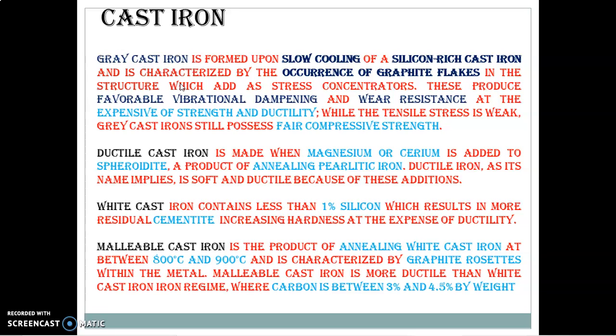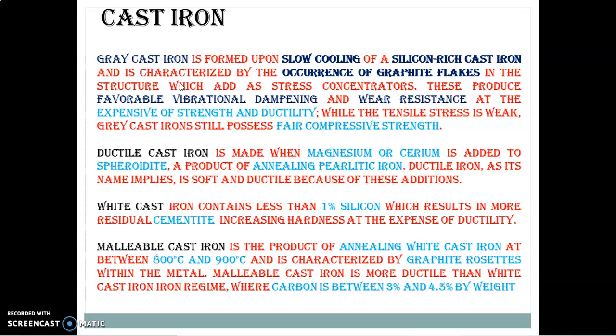So white cast iron contains less than 1% silicon, which results in more residual cementite. As the name suggests, cementite increases the hardness and ductility decreases. So in white cast iron, less than 1% silicon is present. It is a hard type of cast iron and ductility is less.